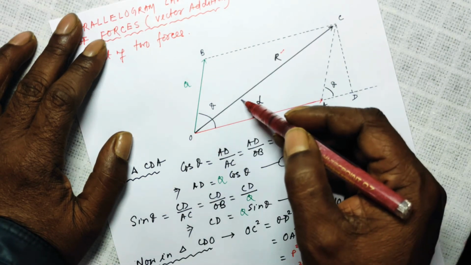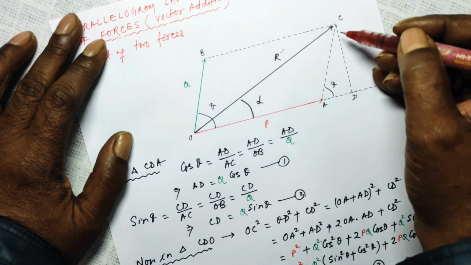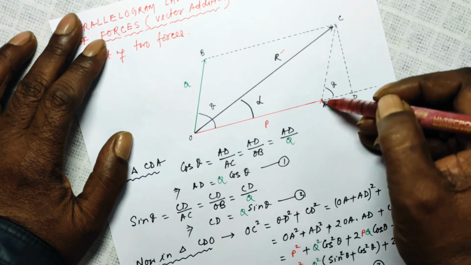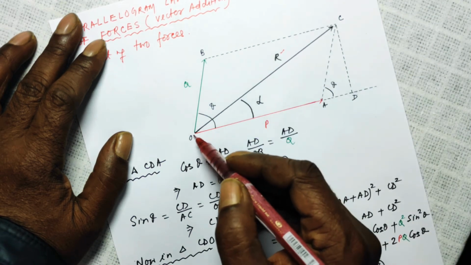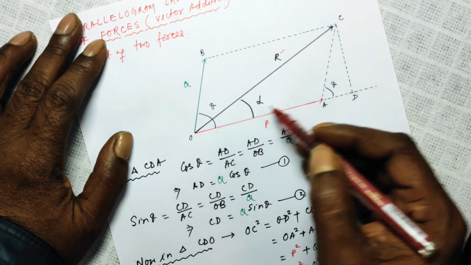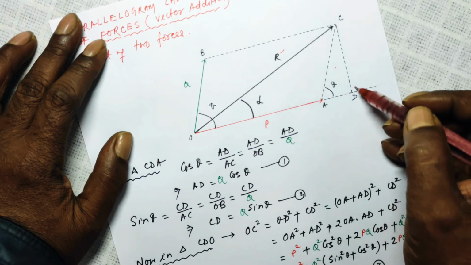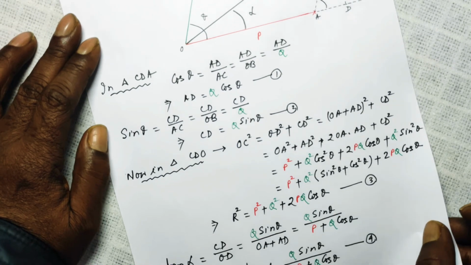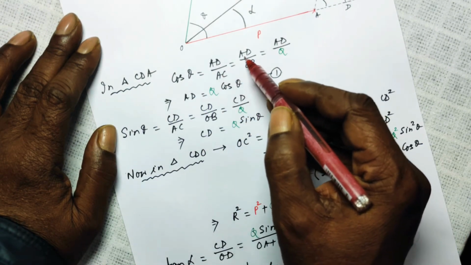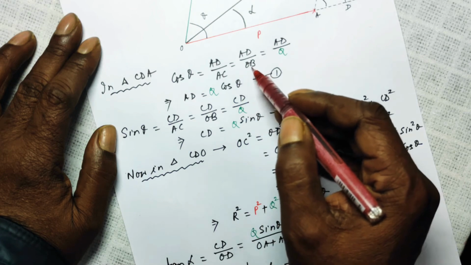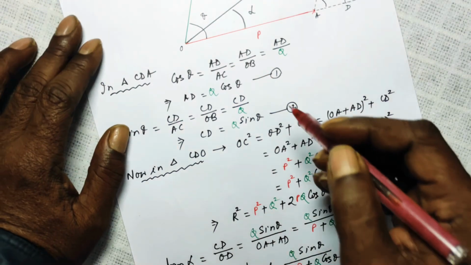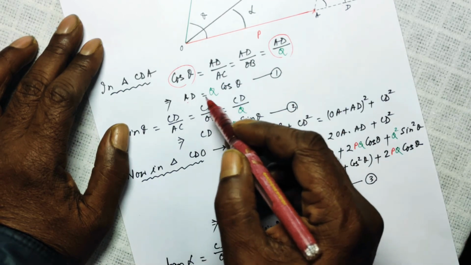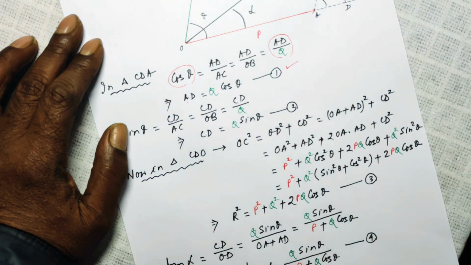Let this angle be theta, and this angle alpha. I have extended this line and dropped a perpendicular. So this angle will also be theta because it is a corresponding angle, since AC is parallel to OB and this is the transversal. Now in this triangle CDA, if you take cosine of theta, it is the base over hypotenuse, AD over AC. AC is the same as OB because the length is the same and the direction is the same. Put the value of OB as Q, and cross multiplying, you get AD equal to Q cos theta. Let it be equation 1.